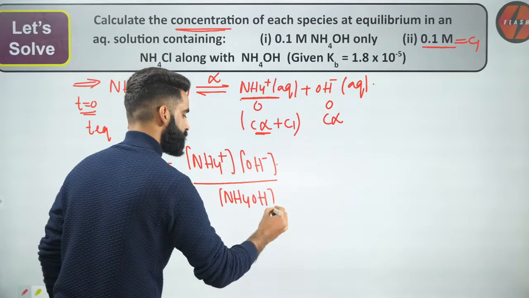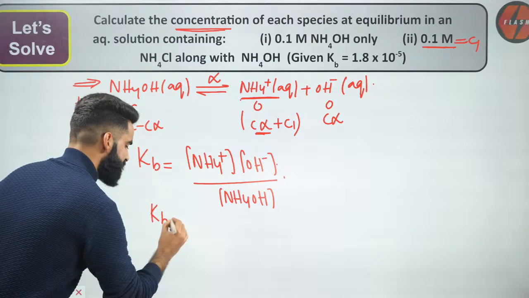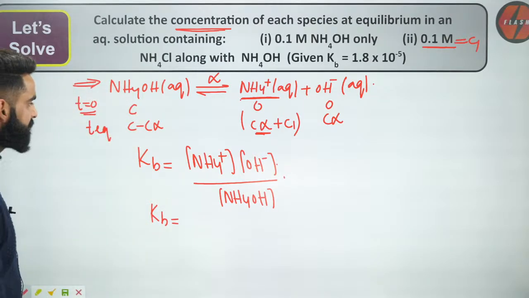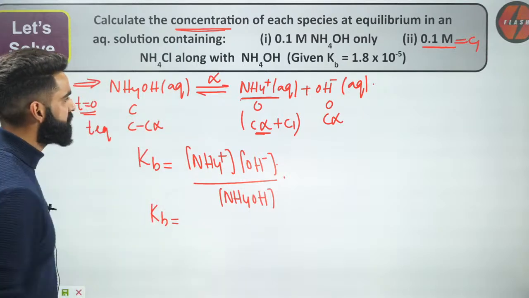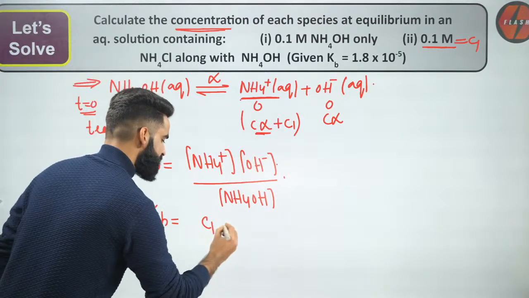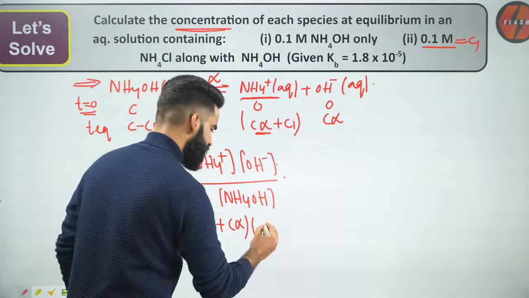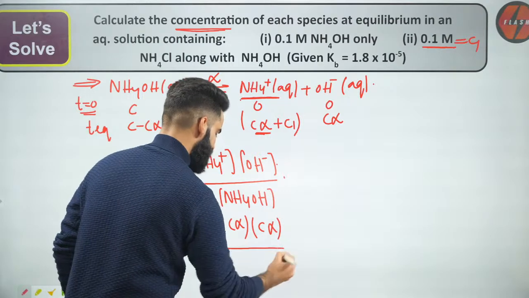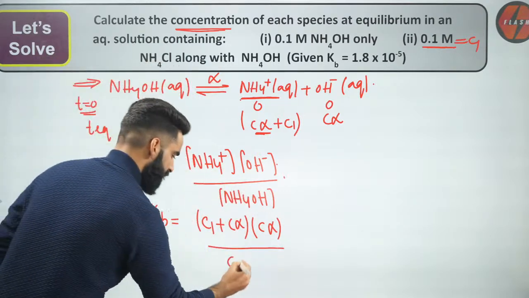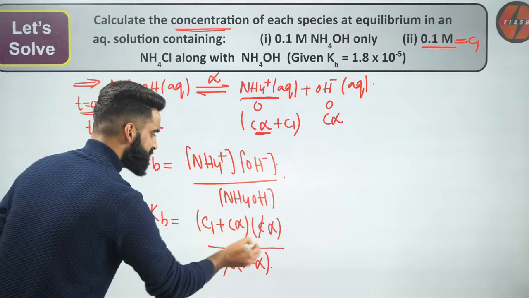Now guys, understand. So KB, I'll be writing like this. Concentration of NH4 positive at equilibrium is going to be C alpha plus C1, or I'll be writing C1 plus C alpha, correct? Multiplied by concentration of OH negative, which is simply C alpha, divided by concentration of NH4OH, which is C multiplied by 1 minus alpha. Can I say this C and this C got cancelled?